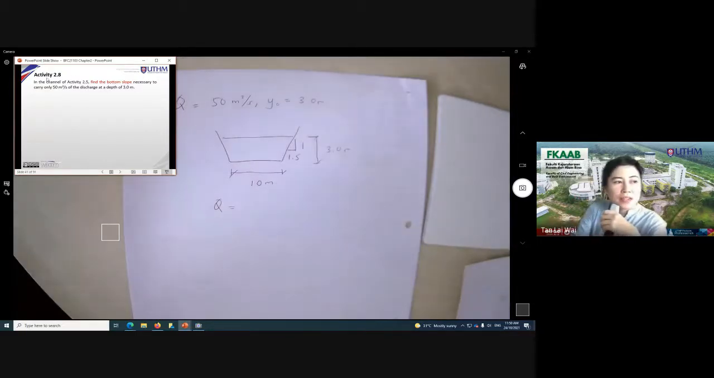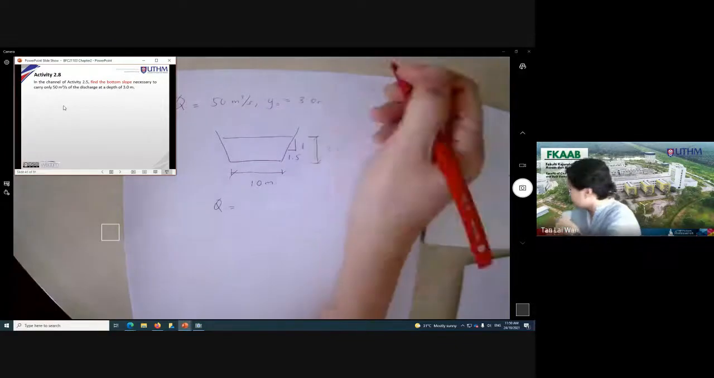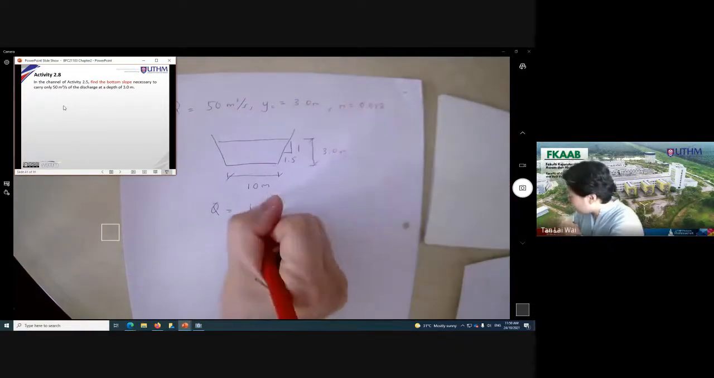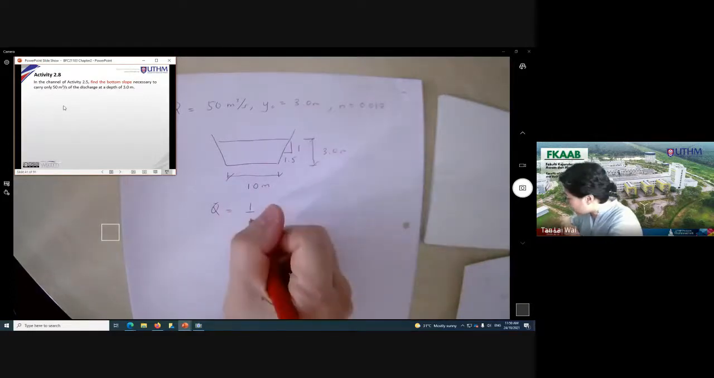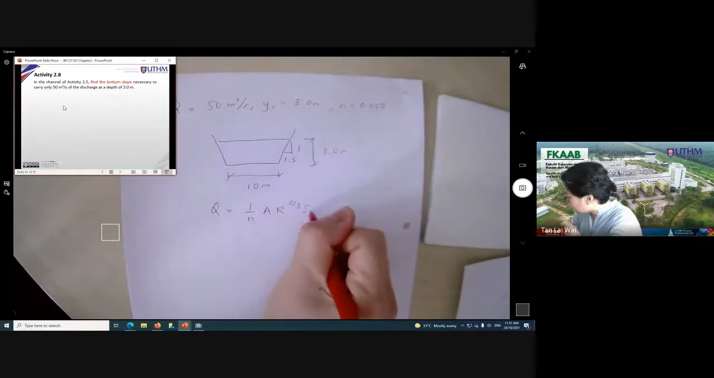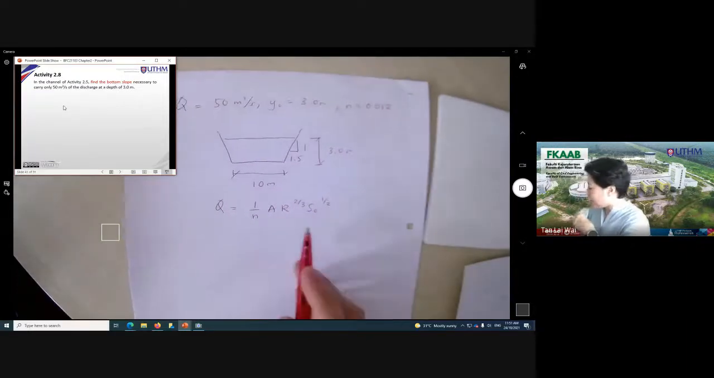Is there Manning given? Yeah, it's 0.012. Okay, so since Manning is given, I'm going to use the Manning flow resistance equation. So this would be, now I need to find A and P.